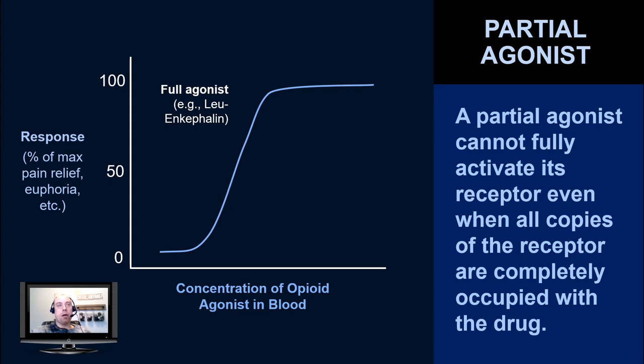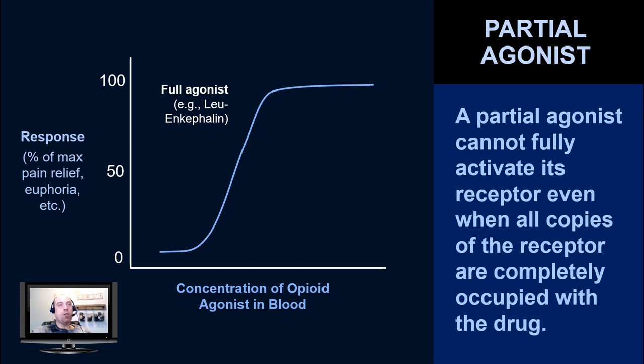So that said, what does it actually look like on a graph? On this graph, I have on the y-axis the response. We'll say max pain relief, or the percentage of max pain relief, the percentage of euphoria, anything associated with the mu opioid receptor. On the x-axis is the concentration of opioid agonist in the blood.